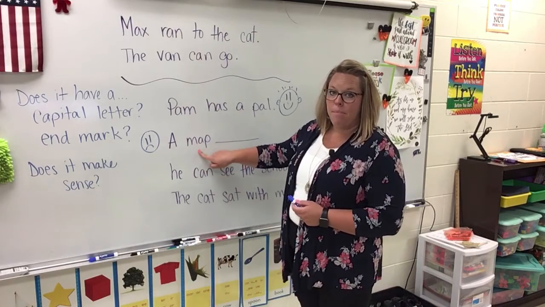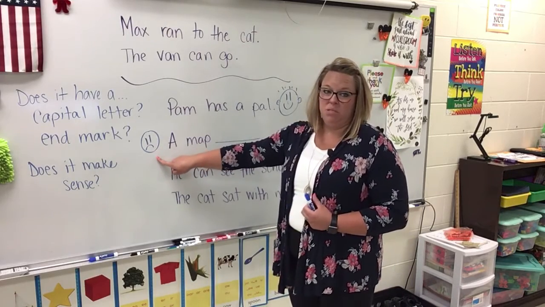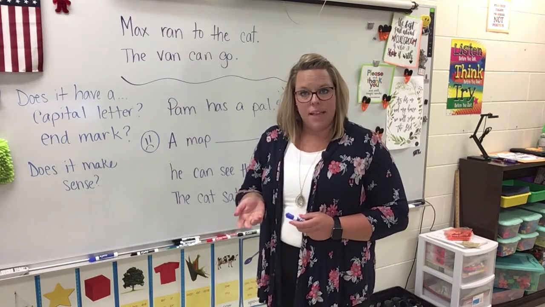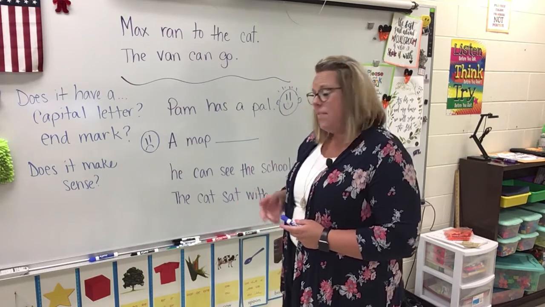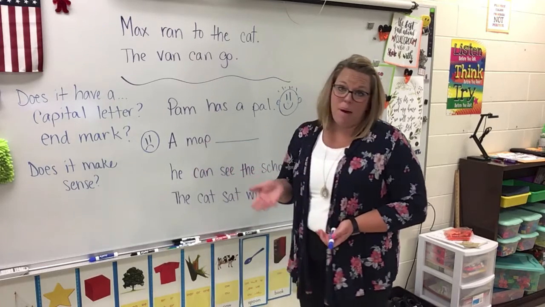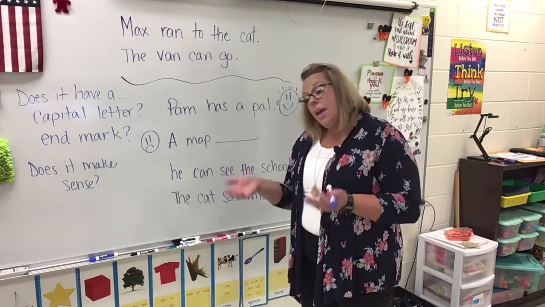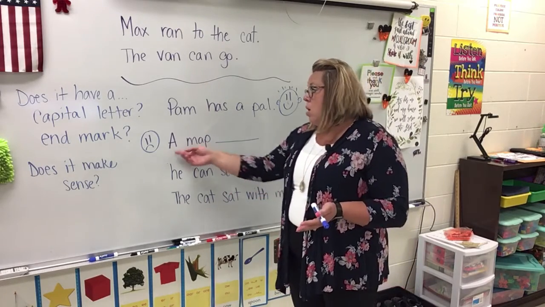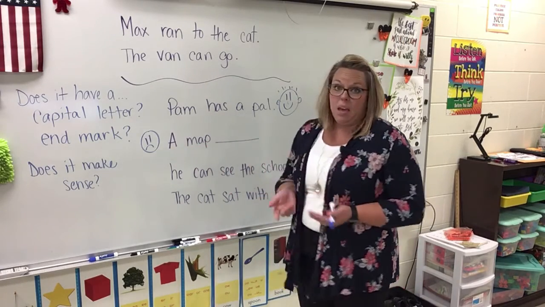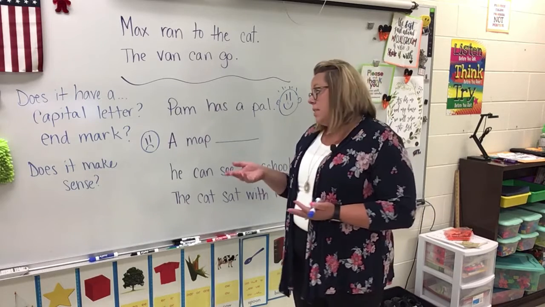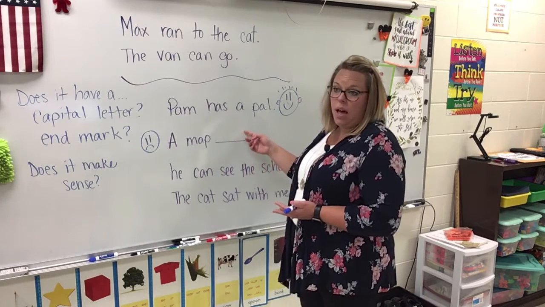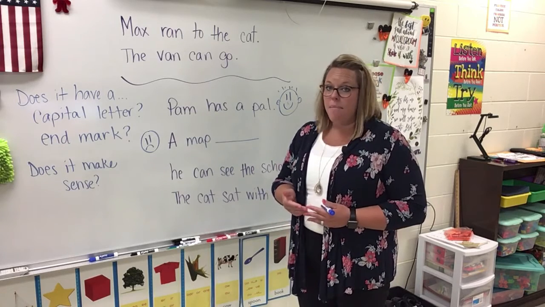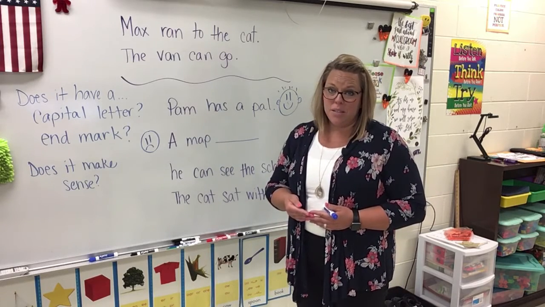A map. Uh-oh. I gave it a sad face. Why would I give that a sad face? Well, I have to give it a sad face because we don't know anything about the map. We don't know where it is. We don't know what it looks like. We have nothing to tell us about this map. We could say a map is big. We could say a map shows us the world. Then we would have a sentence. But just saying a map does not give us a full sentence.